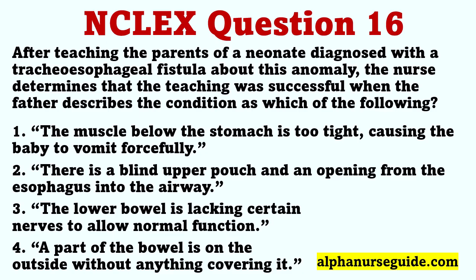A tightened muscle below the stomach and projectile vomiting of normal amounts of formula are characteristic of pyloric stenosis. A ganglionic megacolon is a lack of autonomic parasympathetic ganglion cells in a portion of the lower intestine. Gastroschisis occurs when the bowel herniates through a defect in the abdominal wall and no membrane covers the exposed bowel.